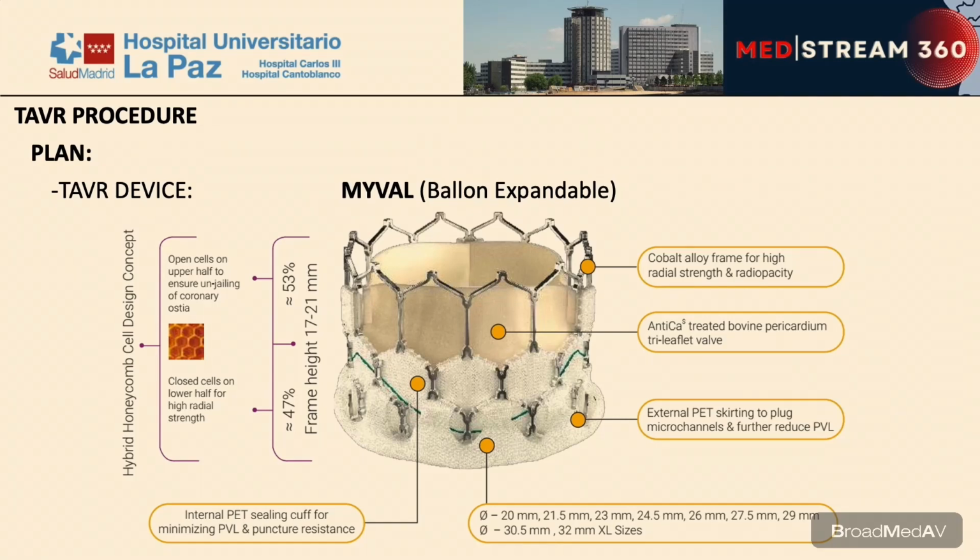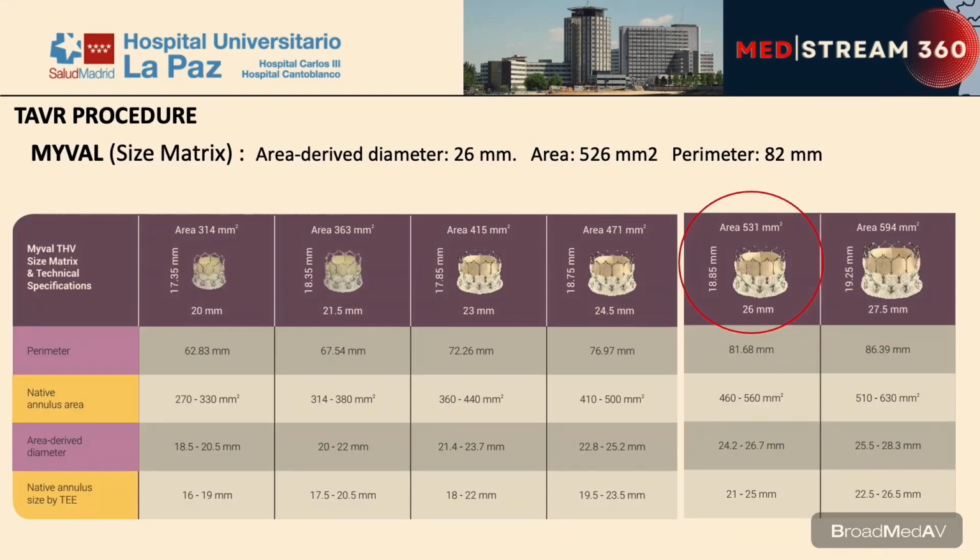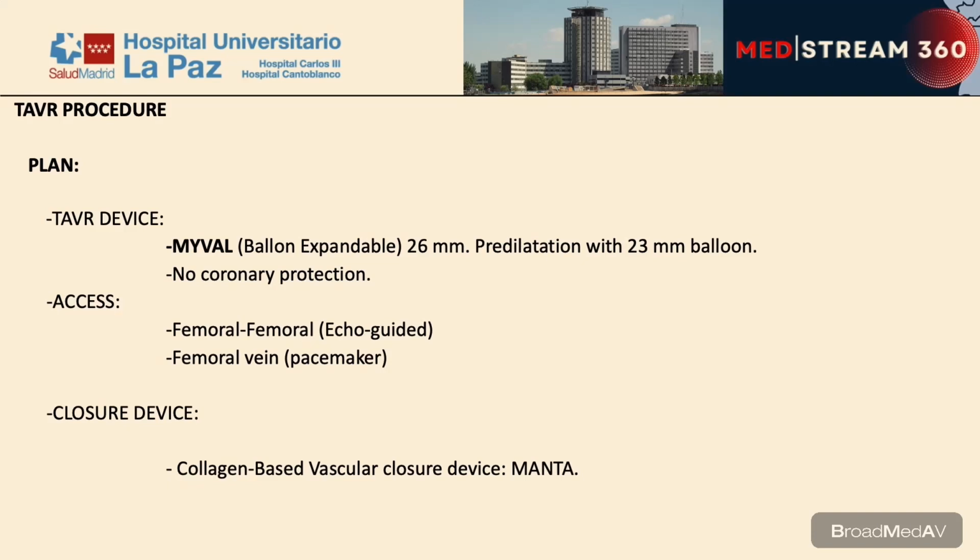And what is the plan? We're going to put a TAVI device, in this case a Myval, which is a balloon expandable device. This is the feeders. According to the size matrix and the information of our patient, we have to put a 26 millimeter device. This is the whole plan: a Myval balloon expandable valve with predilation with a 23 millimeter balloon, no coronary protection. The access is femoral, echo-guided, and the femoral vein for the transitory pacemaker. And we are going to use a collagen-based vascular closure device, in this case, MANTA.